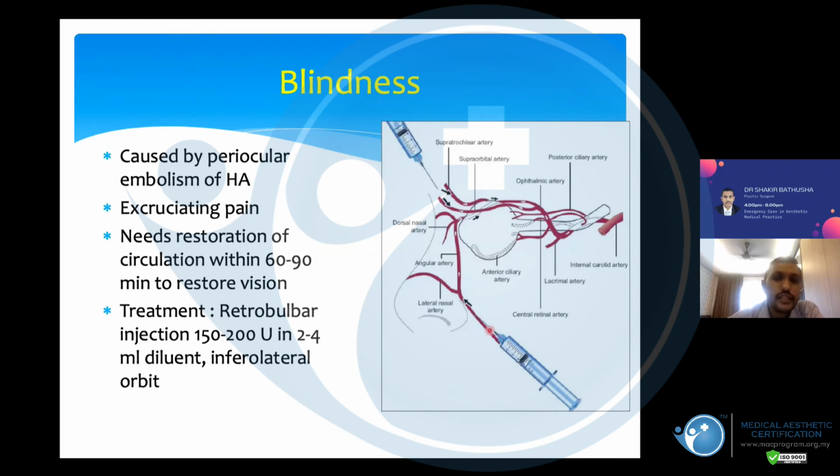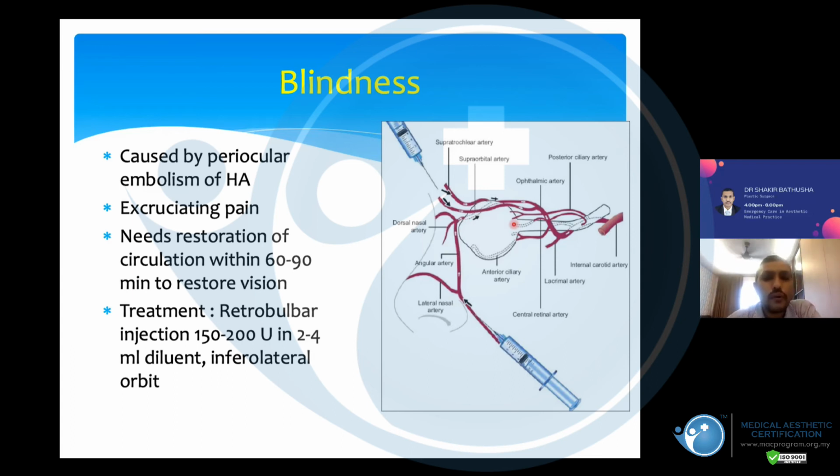Some of the fillers escape and get into the lateral nasal artery. Some travel through the angular artery into the supraorbital artery and then into the ophthalmic artery. Once it blocks the ophthalmic artery, you can develop sudden blindness. This is one of the most dreaded complications of fillers, right?